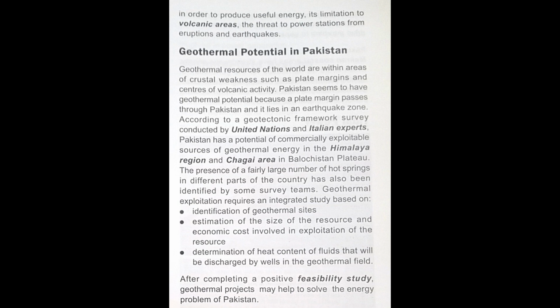After completing a positive feasibility study, geothermal projects may help to solve the energy problem of Pakistan. After taking precautionary measures, after taking a good survey, Pakistan can be independent in solving the energy problems of Pakistan. We can produce our own energy resources in our country.